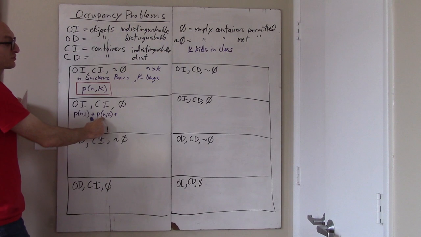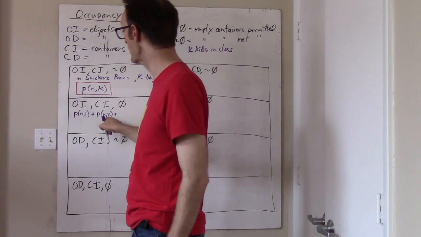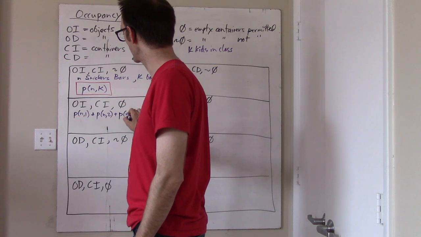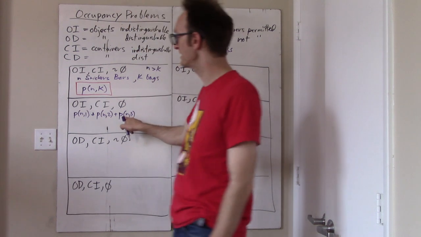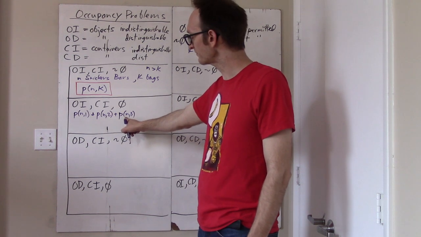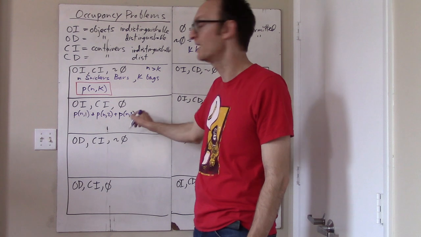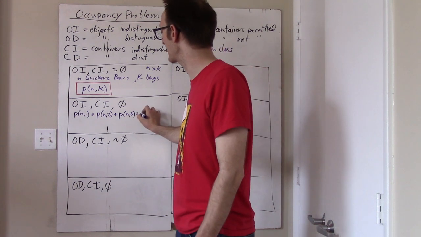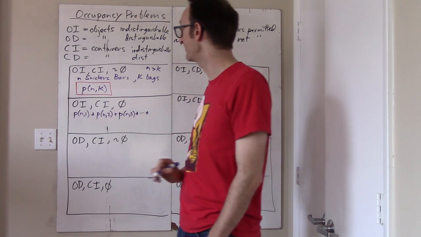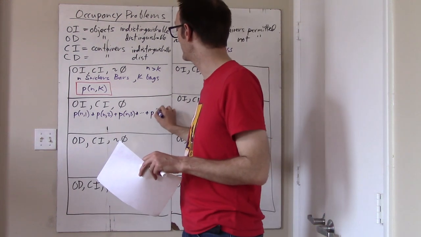PN2 is the number of ways of distributing the N Snickers bars into just two bags, where no bag is empty. PN3 is the number of ways of distributing the N Snickers bars into three bags, where no bag is empty, etc., etc. And so you're just casing it all out with how many bags are used. And finally, all the way up to PNK.